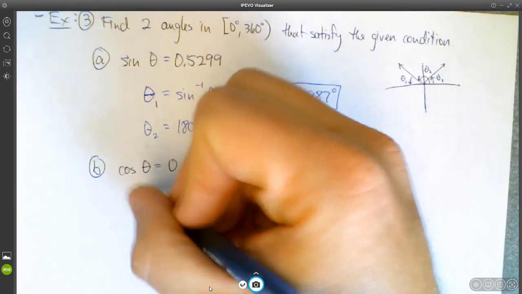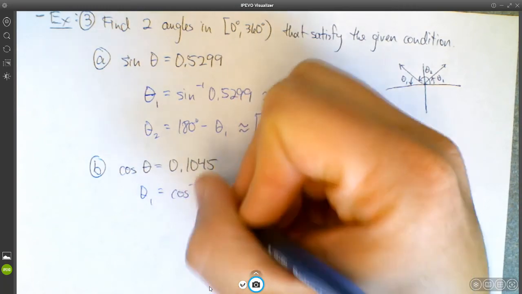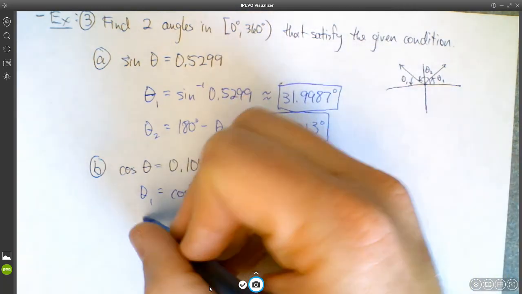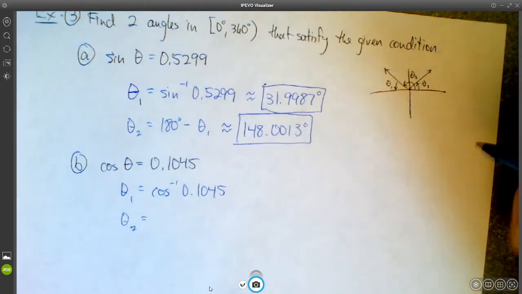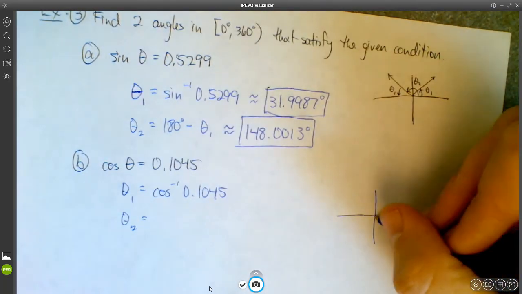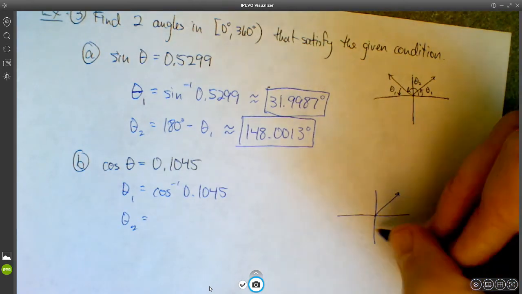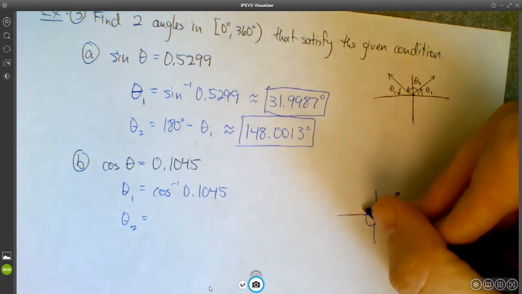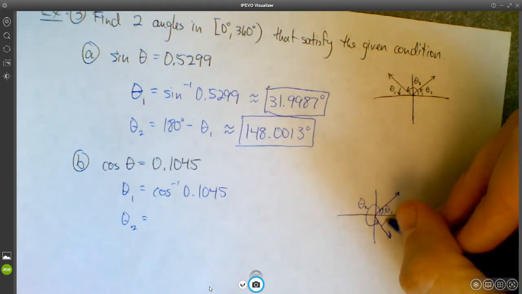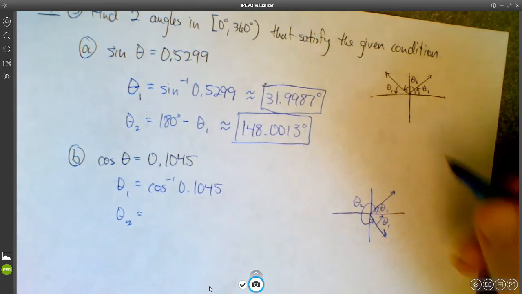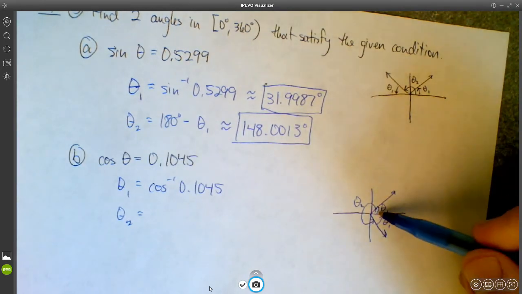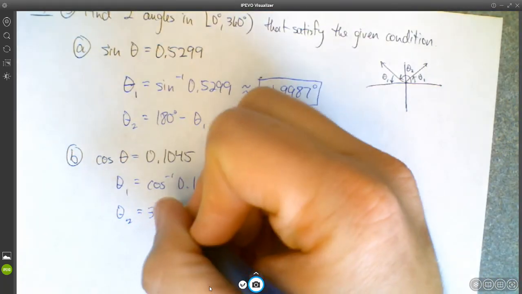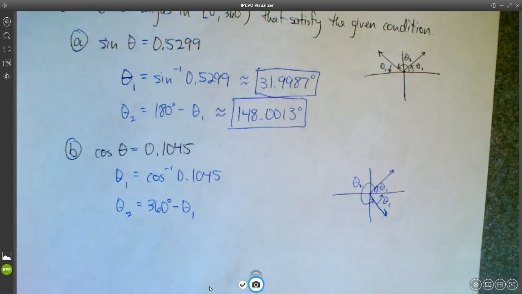Okay, so here's my solution. Obviously theta 1 is going to be cosine inverse of 0.1045. Theta 2, well, cosine is positive in quadrant 1, but it's also positive in quadrant 4. And so if this is theta 1 and this is theta 2, we need theta 2 to have the same reference angle, so we need this to be theta 1 as well. So the question is, how do we describe theta 2? Well, it's going to be 360 degrees minus theta 1. Okay, that's how we're going to find it.